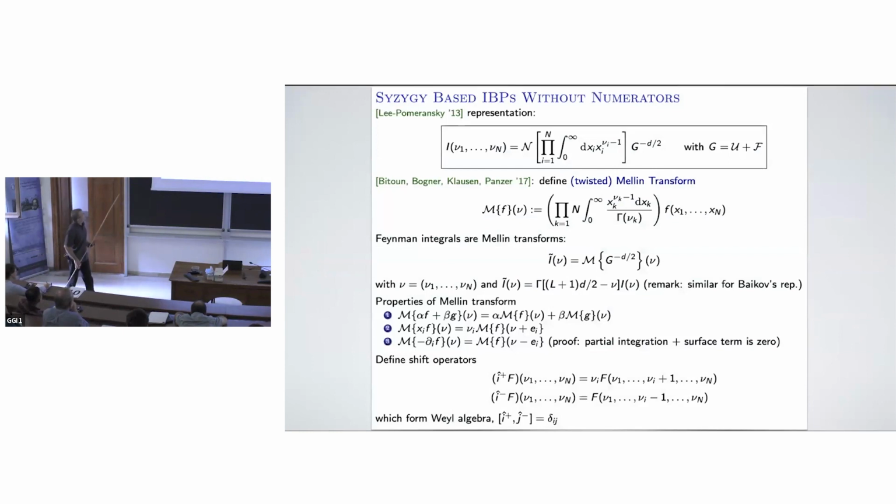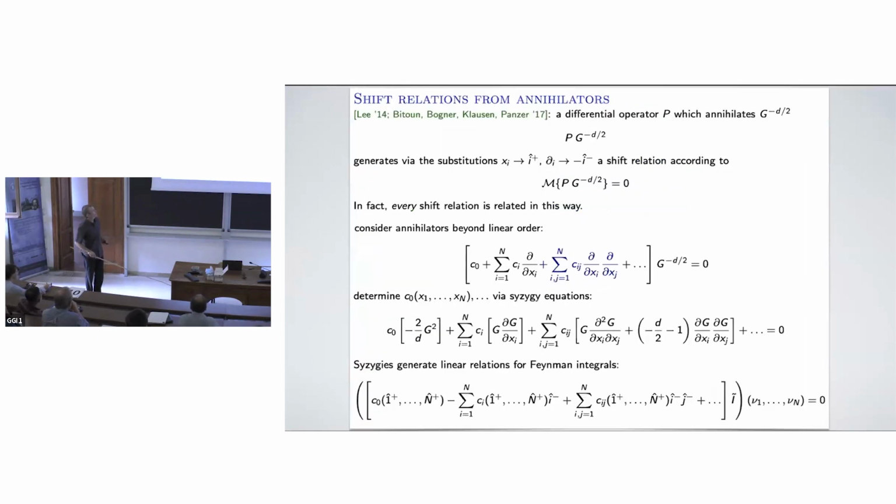I want to advertise something else, which is not so frequently discussed. That is, you can also produce integration by part identities without the introduction of numerators. So if you just start with a scalar integral, maybe you don't see the point in introducing irreducible numerators in addition to what you already have. And then you could work with such a scheme where you never introduce new numerators. And also there, the construction proceeds via the computation of syzygies. Please feel free to ask if you are interested in learning more about this.